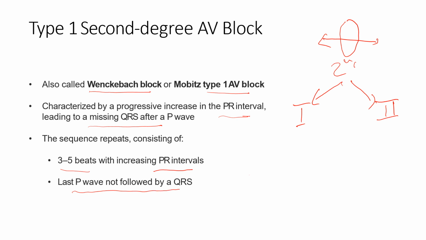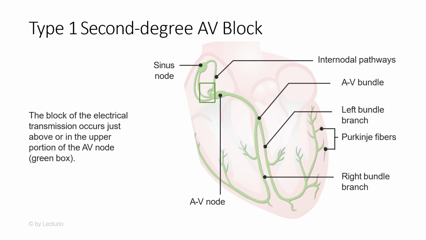So what is happening is PQRS, then P with a slightly late QRS, P again with a more delayed QRS, then there is a P but no QRS at all. So this dropped beat is known as the Wenckebach beat or the Wenckebach block. Again, type 1 is a benign condition not requiring treatment as such. The block of the electrical transmission occurs just above or in the upper portion of the AV node.